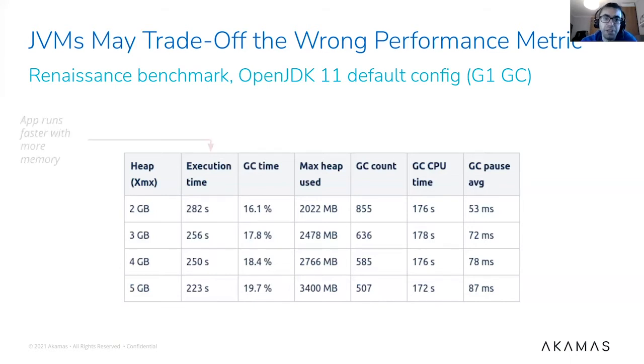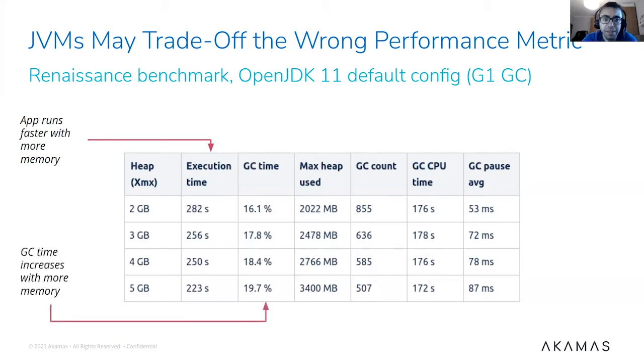First of all, the execution time decreases as heap gets bigger. This is something that we expect, so no surprises here. But look at the garbage collection overhead. It increases with bigger heaps.